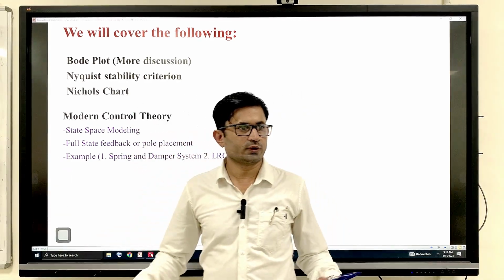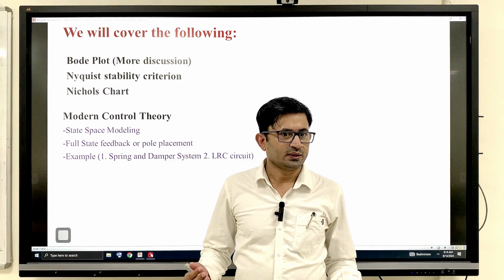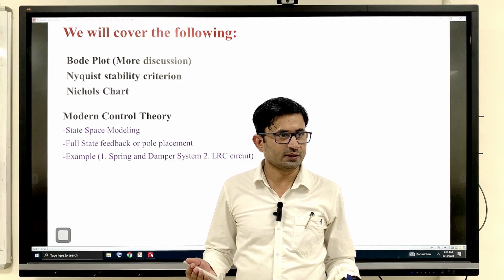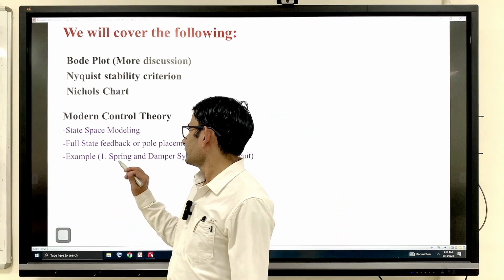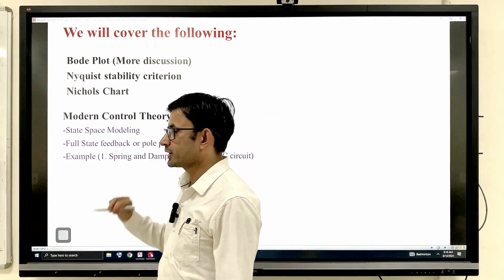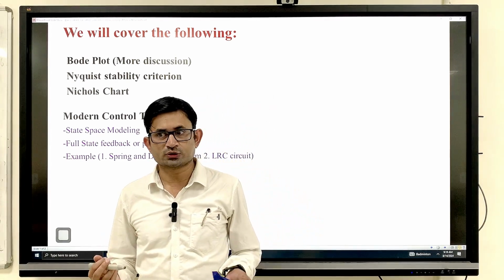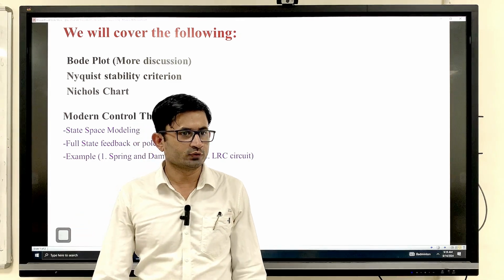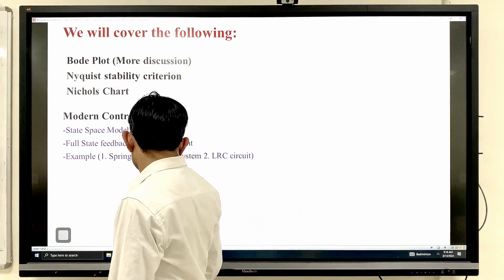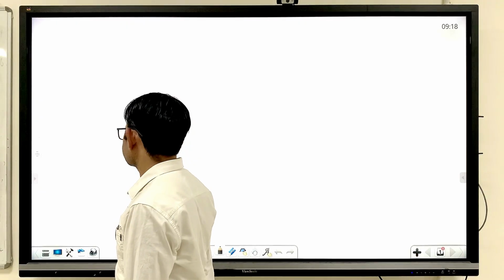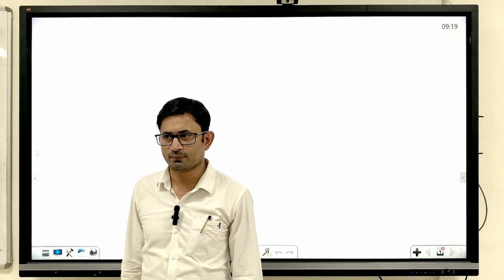Now when your system becomes complex and some nonlinearity comes in, it will be very advantageous to use modern control theory. And also when you want to do some kind of optimization, then you have to use modern control theory. Okay, so we will discuss something more about the Bode plot.